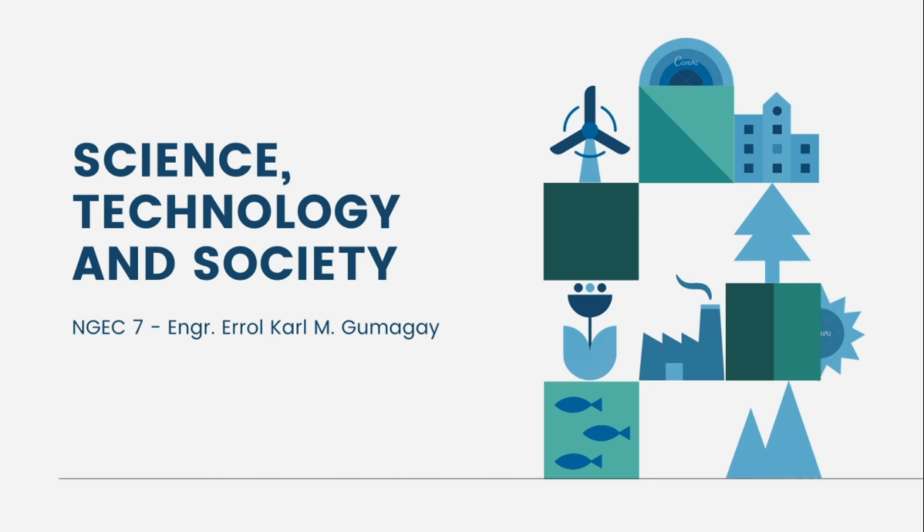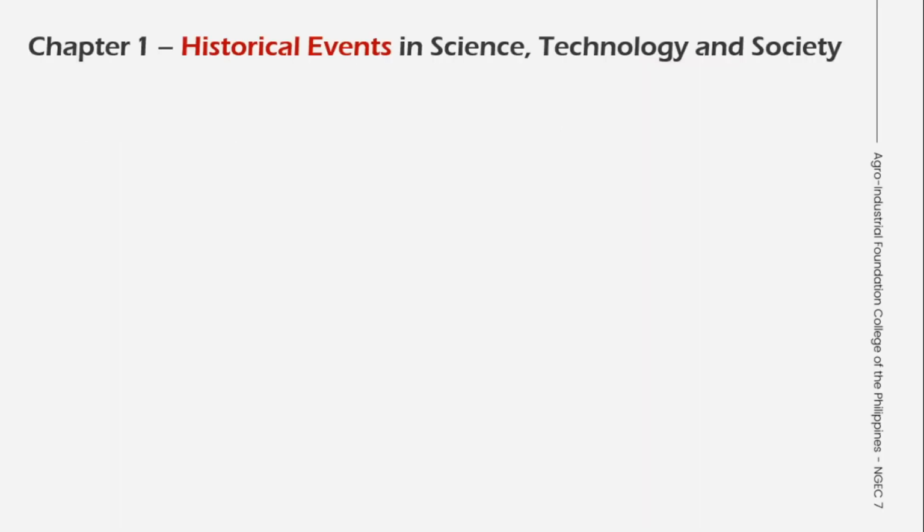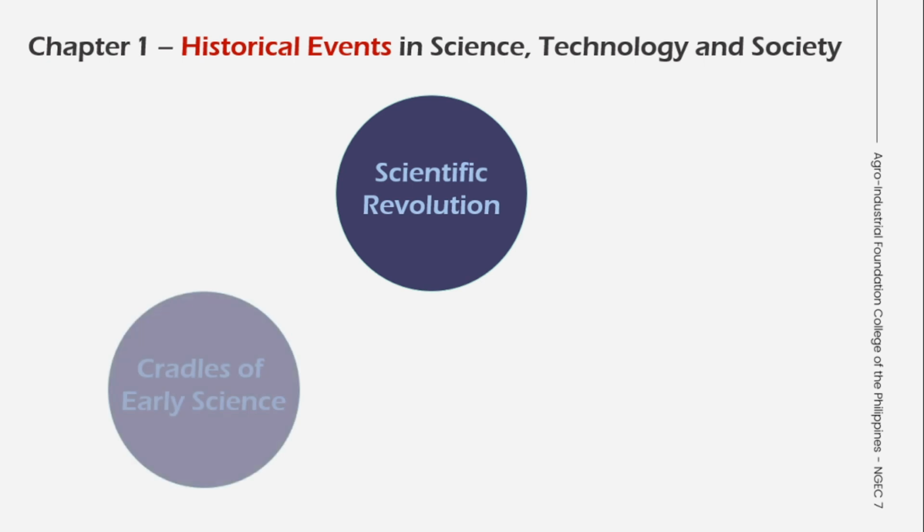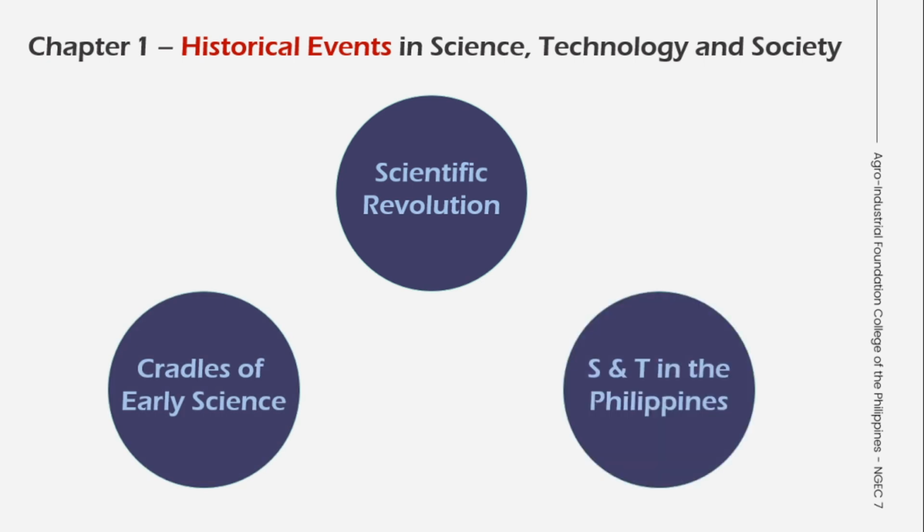I will be your lecturer for this day, and our lesson for today will serve as a summary of chapters 1 and 2 of our reference book. Here we start with chapter 1, which refers to events in history that are related to science and technology. These are the scientific revolution, the cradles of early science, and lastly, science and technology in the Philippines.